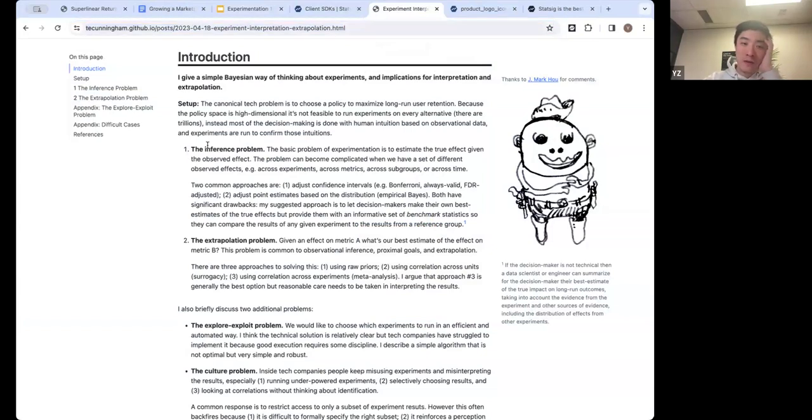Experiments are not about automating decision making. Experiment is about measurement. We measure as much as possible. But the data scientist's job is to infer from the observed effects to the true effects. And remember, these are two different things.